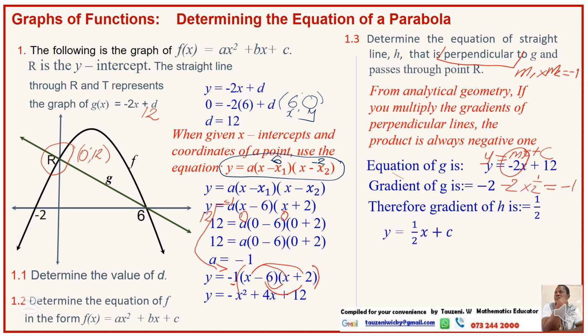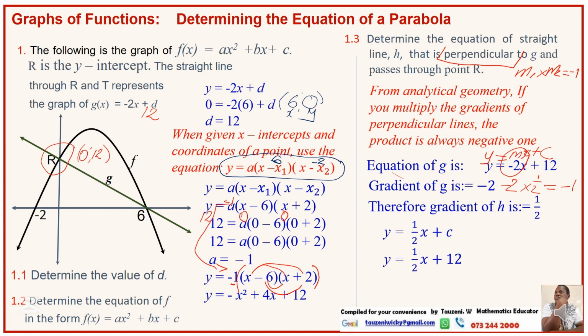Once we get the gradient of the line, we can find the equation using y is equal to mx plus c. So in place of m, we put the new gradient that we have. That will give us y is equal to half x plus c. C is the y-intercept, and the y-intercept is point R, which is equal to 12. If that point was not given from our previous calculations, then we're simply going to calculate it by substitution. And that completes our answer for this question.